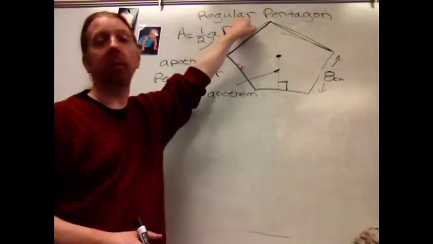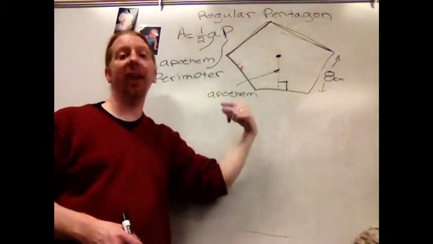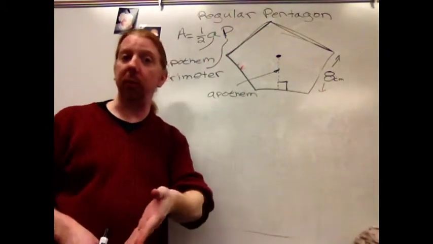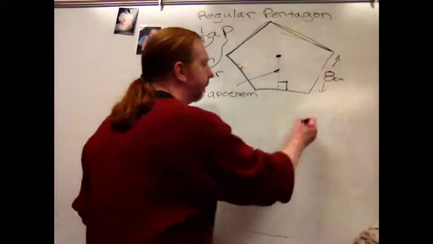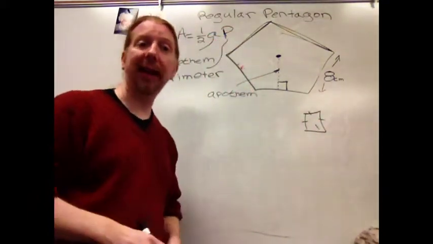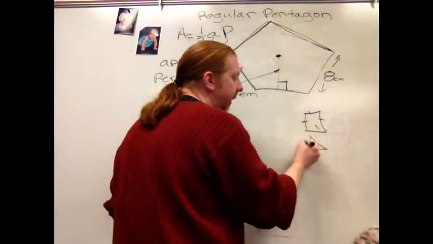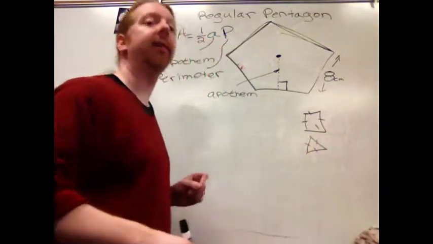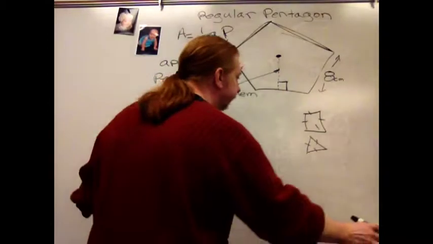The nice thing with working with regular figures is all the sides are the same, which is why a square counts. All 4 sides of a square are the same. So it's a regular quadrilateral. I can also do an equilateral triangle. It gets the classification of regular.